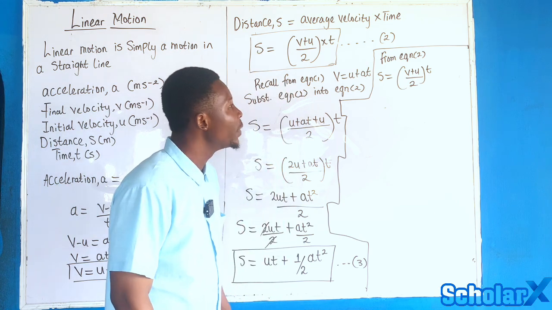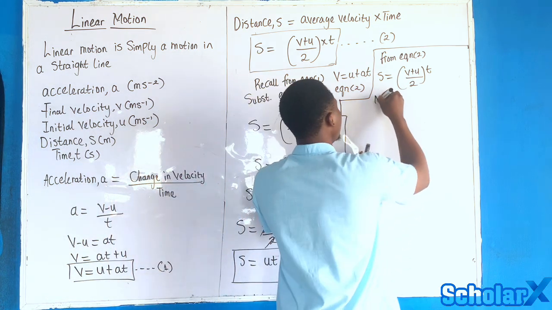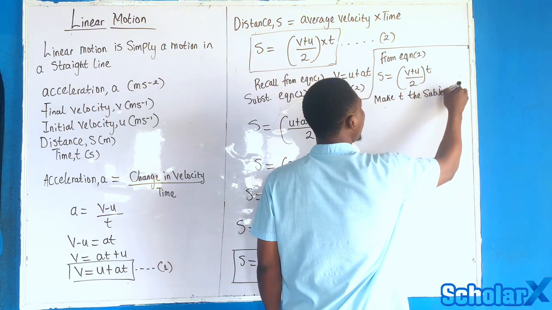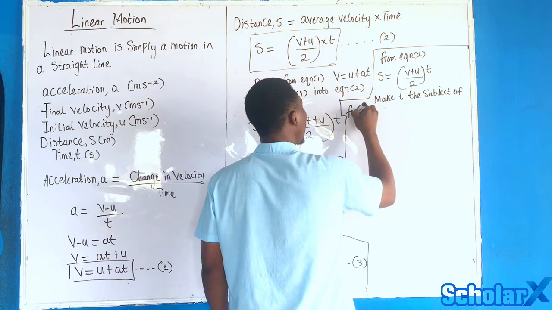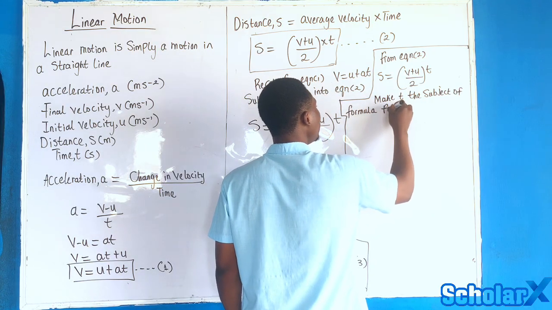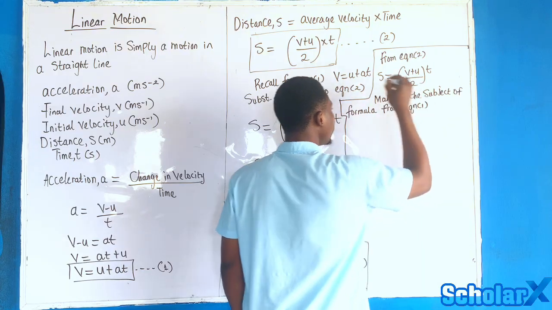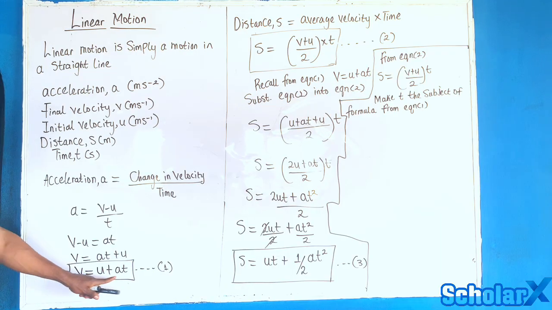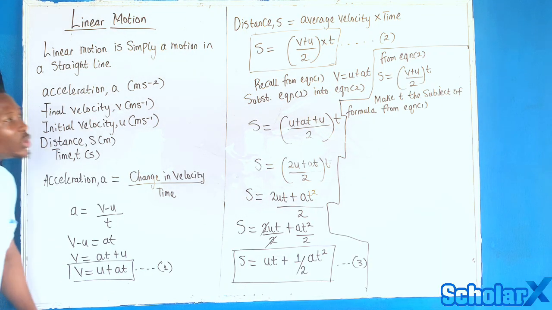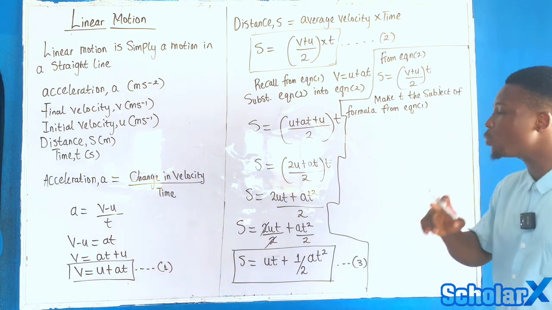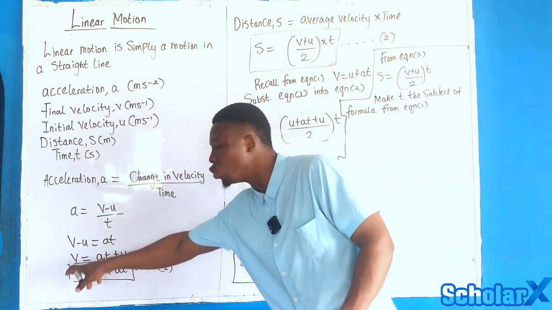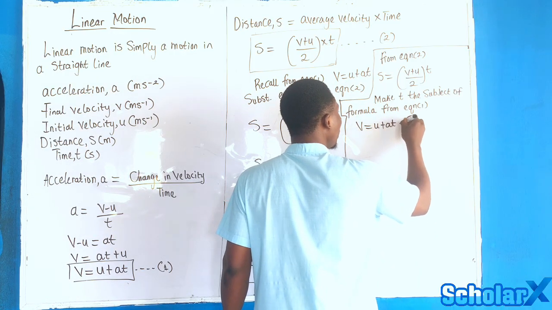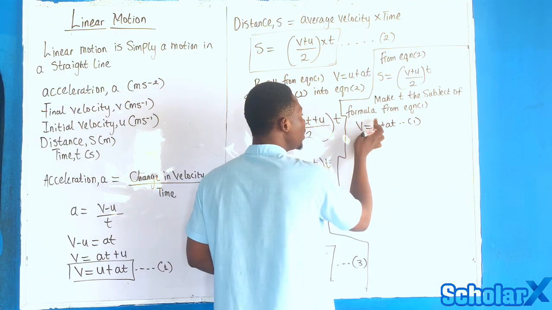Now, we're going to make T the subject of formula from equation 1. Where's equation 1? This is equation 1: V is equal to U plus AT, right? So we're going to make T the subject of formula. We take U to this side. So from equation 1, V is equal to U plus AT, and we want to make T the subject, so we take this here.